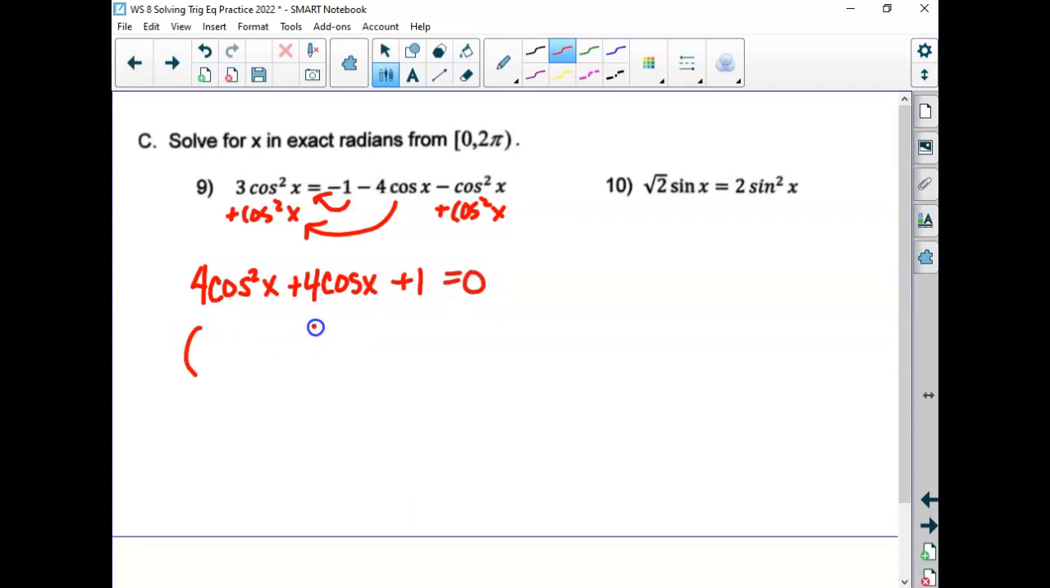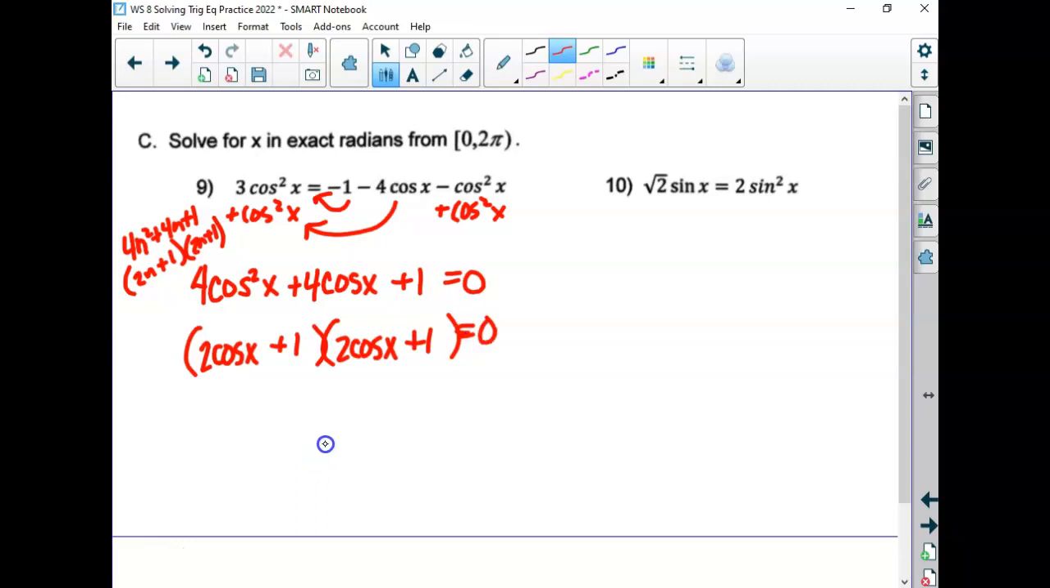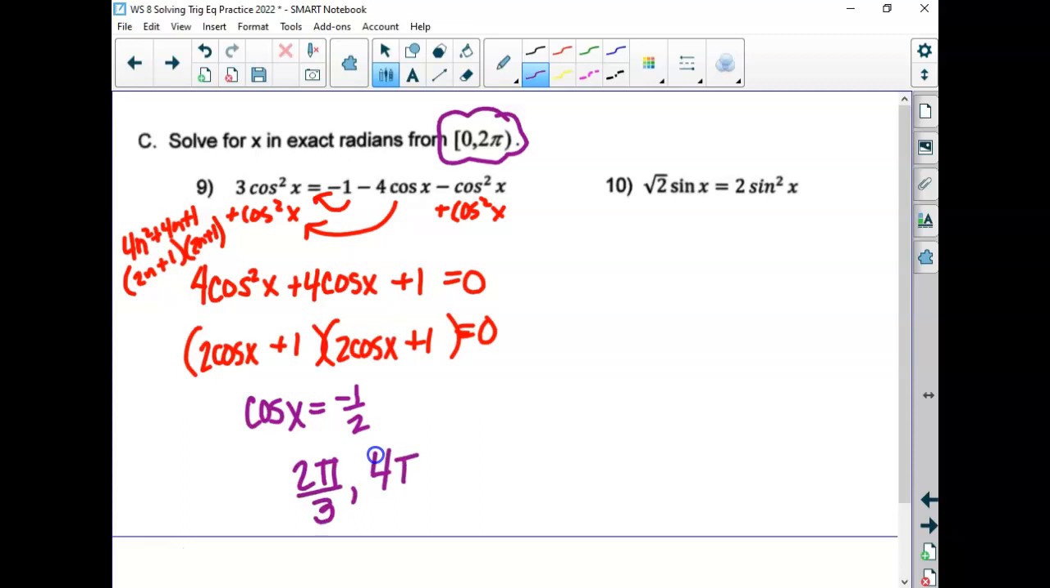Anybody know how that one will factor? Remember, it's like a 4n squared plus 4n plus 1. Maybe 2n plus 1 and 2n plus 1. Does that work? So a 2 cosine. So what's the only thing cosine can be? -1/2. And we want only the answers from 0 to 2 pi. So I think there's 2 of them. 2 pi over 3 and 4 pi over 3.